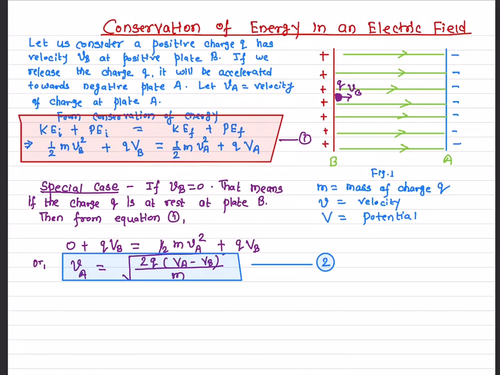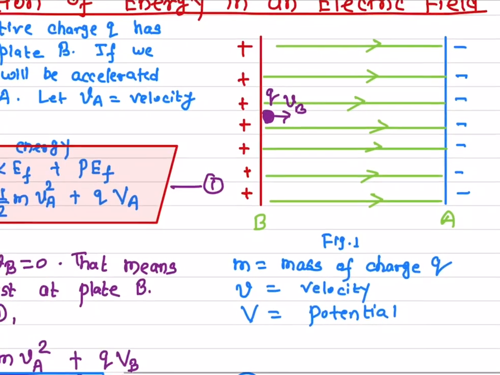You cannot create energy, you cannot destroy energy. What you can simply do is change the energy from one form of energy to another form of energy. In this case, mostly from kinetic energy to electric potential energy. So there's always change from one energy to another energy, and you cannot create energy.